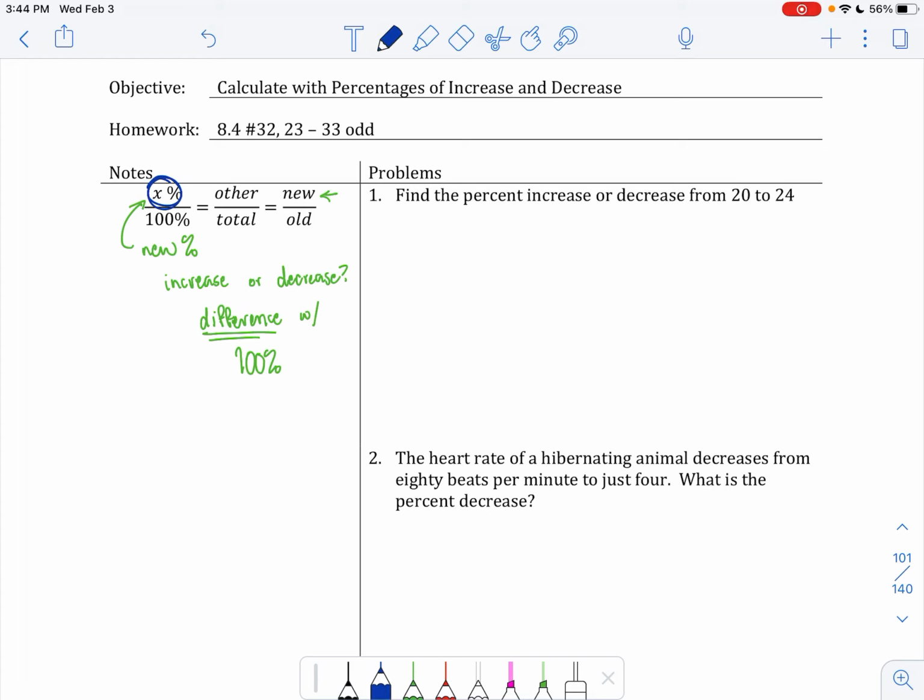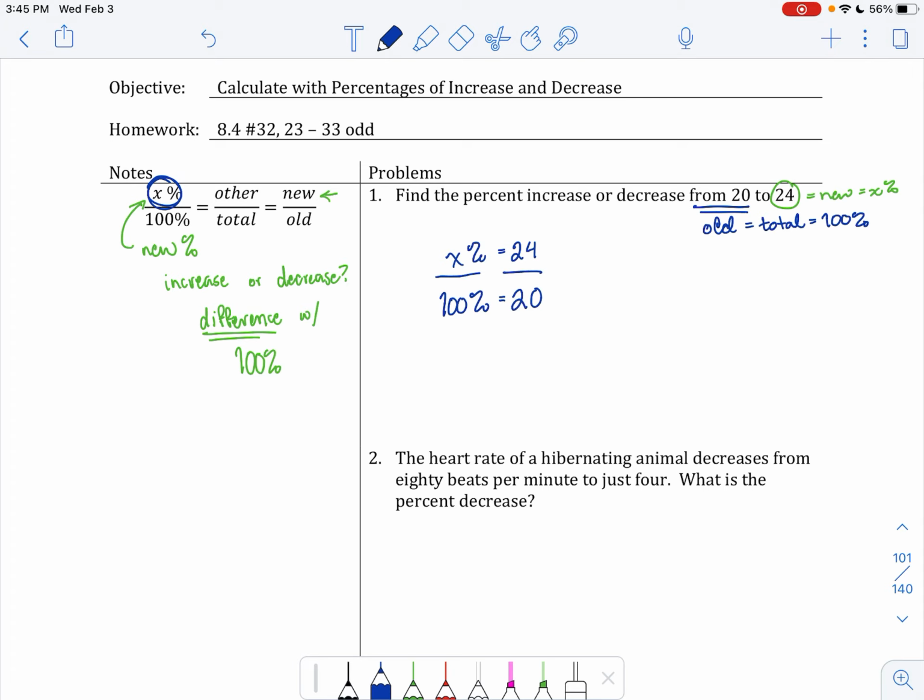So we want to look at this problem and say, okay, what was the old number and what's the new? If we're going from 20, that means that this must be the old value, which means that it is equal to the total, or 100%. And then 24 is our new amount, and that's equal to X%. So if I'm setting up my proportion here, X% is equal to 24, and my 100% is equal to 20. I could express it like this.